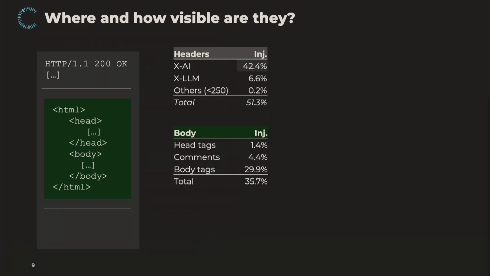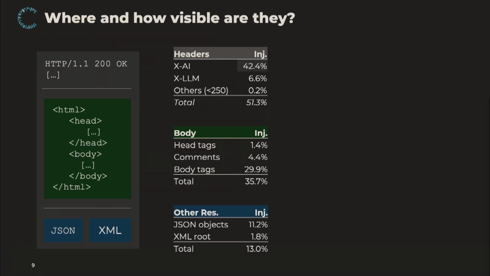We identified also other types of resources that are used to convey a prompt to an agent. They are JSON objects or HTML resources. And in total, the 2 categories account for 13% of the overall number of prompts, where JSON objects are the vast majority of them.